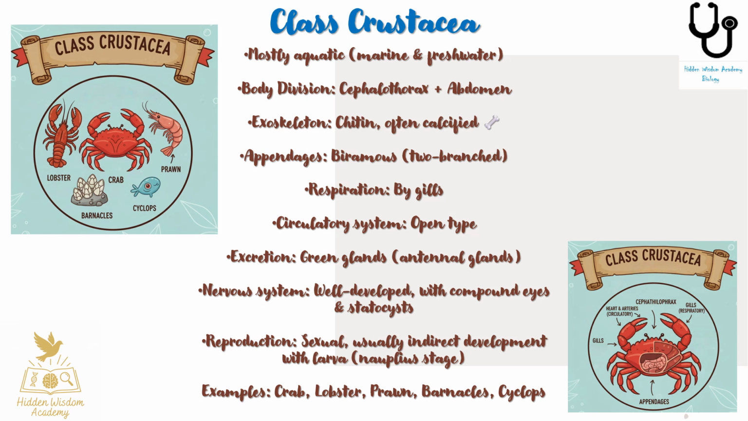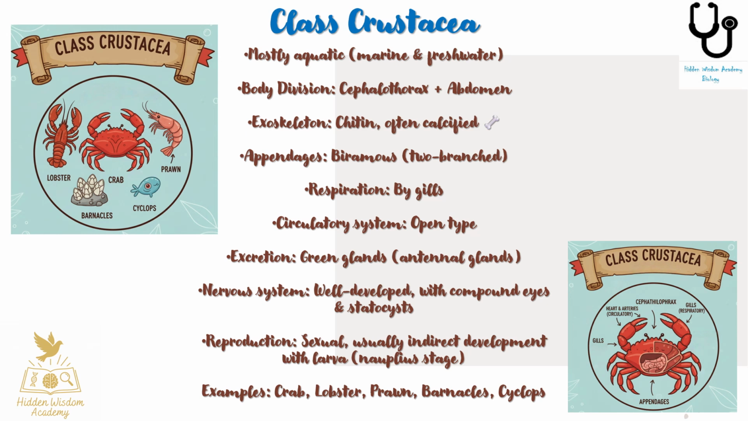Now, let's talk about class crustaceans. Crustaceans are mostly aquatic arthropods, living in seas and freshwater. Their body has 2 parts, cephalothorax and abdomen, covered by a hard exoskeleton, often with calcium. Their legs are biramous, meaning they branch into 2.